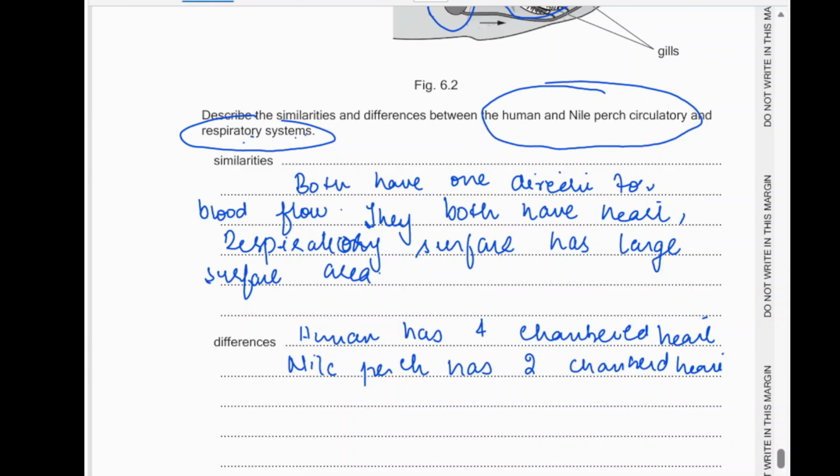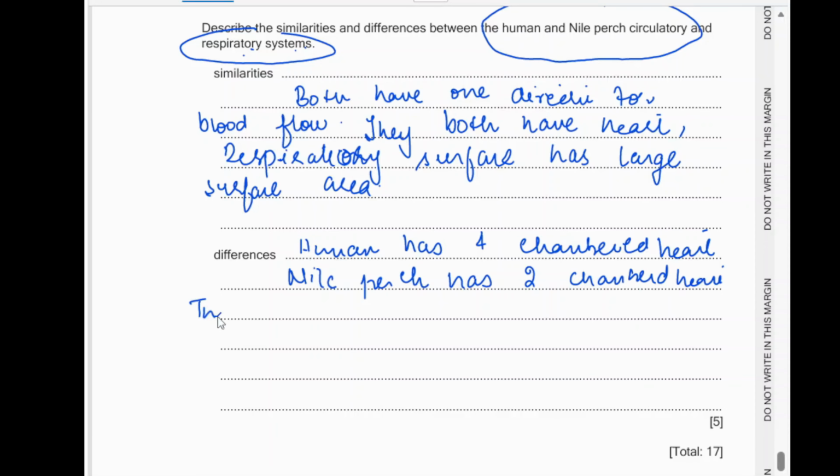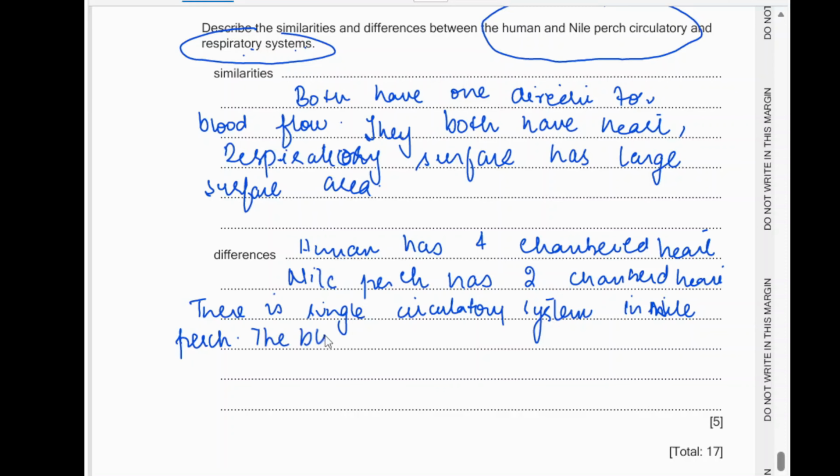Double and single circulation. There is a single circulatory system in Nile Perch. Define single circulatory system. Okay, define it in proper words. Once in a complete cycle, the blood flows through the heart once in a complete circulation, while humans have a double circulatory system.